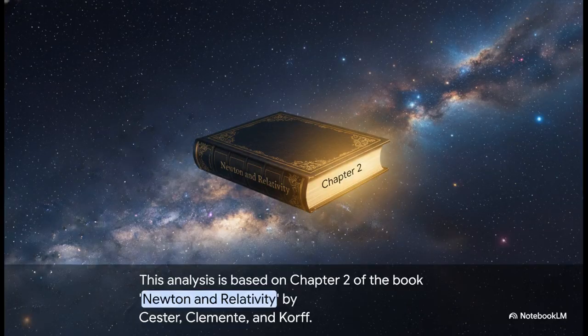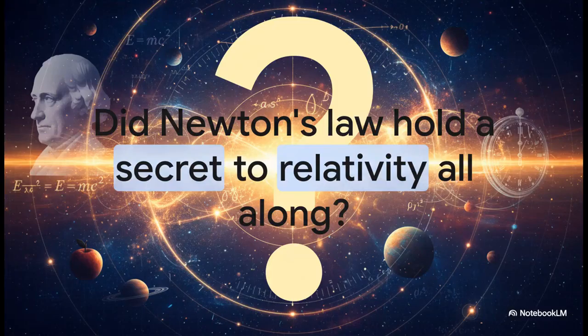Okay, so full disclosure right up front. Everything we're about to walk through comes directly from the really fascinating analysis in Chapter 2 of the book Newton and Relativity. We're basically unpacking their argument step by step because it presents a truly remarkable idea. And that idea kicks off with this really provocative question. What if F equals ma, the equation we all memorized, isn't the whole story? What if Newton's original law actually held a secret, a hidden potential that points straight towards relativity?